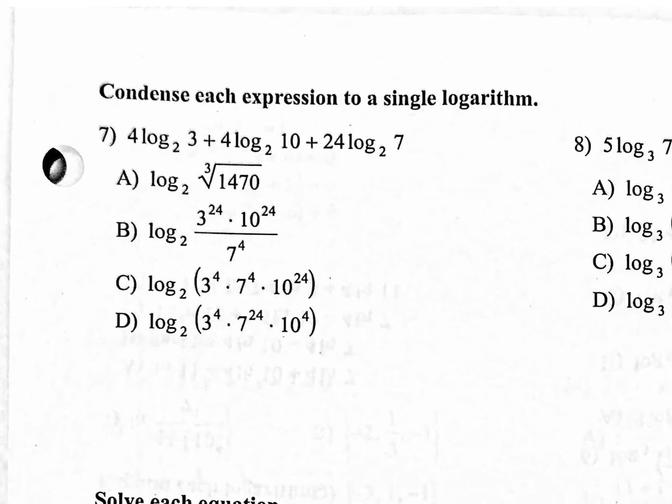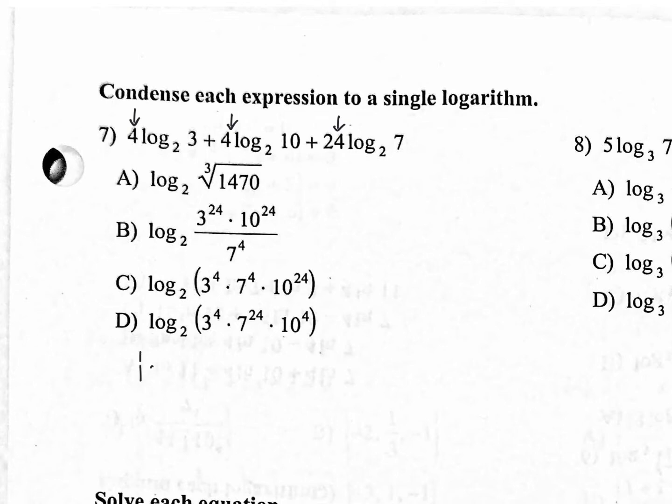What we're going to do here is condense each expression to a single logarithm. So like for number 7, you notice that all bases are the same, base 2. And we're adding, so more than likely we're going to use the product property. But you notice that we have a 4 here, and we also have a 4 here, and we also have a 24. That means I can rewrite each of them as an exponent.